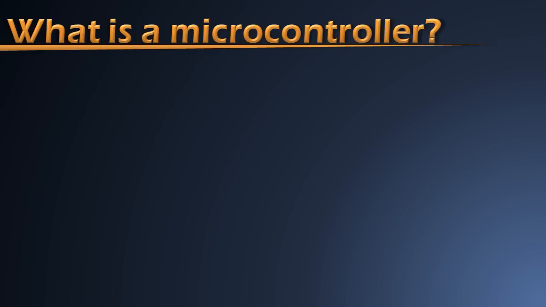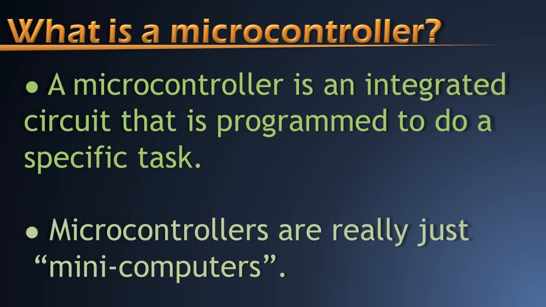And coincidentally, I have a slide here to tell you exactly that. A microcontroller, in pretty much the most basic form that I could formulate, is an integrated circuit, also known as a chip, that is programmed by a human being to do a specific task. And if you want an even more simple definition, a microcontroller is essentially a mini computer. So think of your desktop or your laptop or your tablet, any of those, and think of a microcontroller as the entire package of your computer, but just on a miniature scale. And that's essentially a microcontroller.